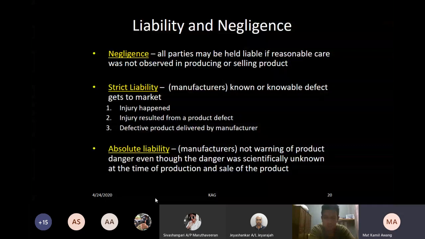Right? Absolute liability is basically when the manufacturer does not warn of a product danger, even though the danger was scientifically unknown at the time of production and sales of the product. So the manufacturer is still liable. If the manufacturer did not put any warning that the product is dangerous, even though at the time it was not proven that the product is dangerous, that is absolute liability.